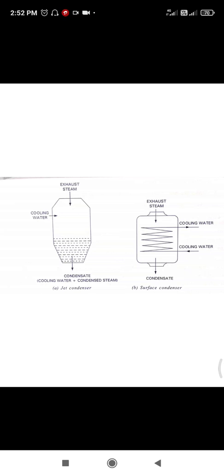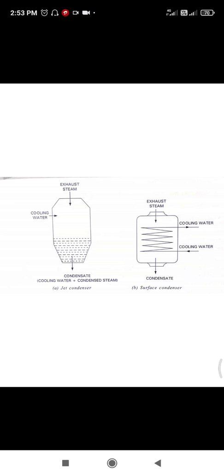Once again, it is not suitable for high capacities. For larger capacities it is not suitable, and condensate cannot be reused as hot feed water. Air leakages are more and it requires a large air pump. Less vacuum is maintained.